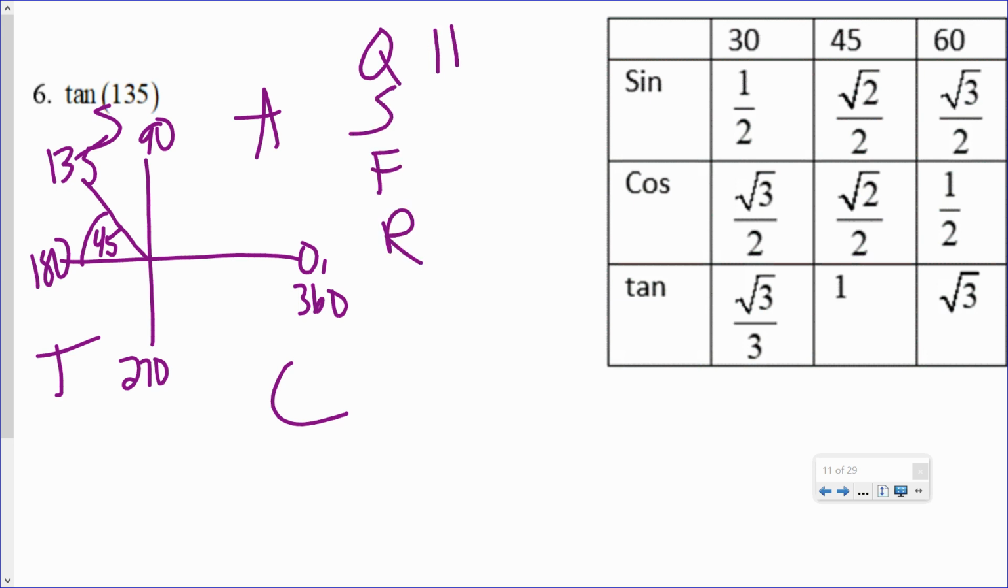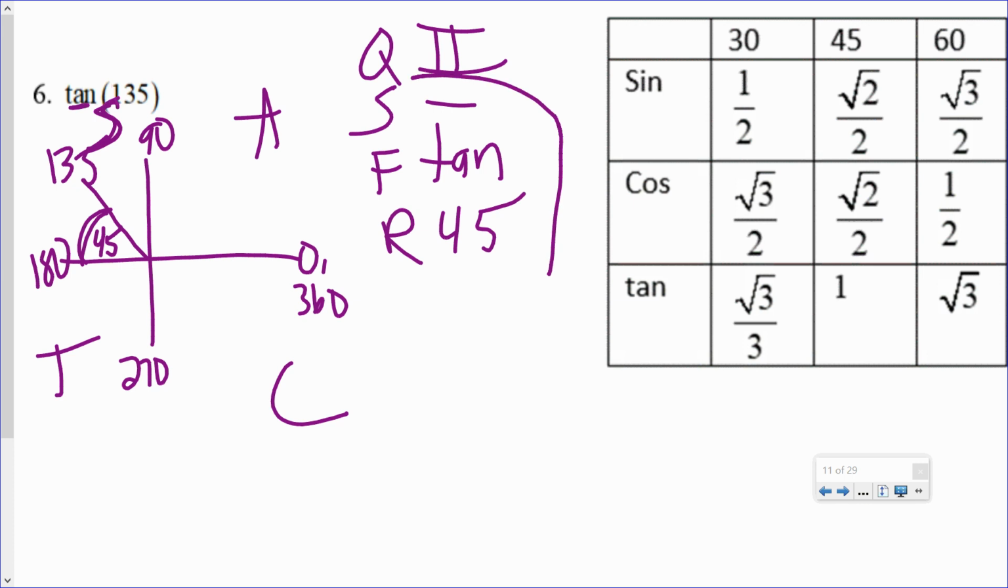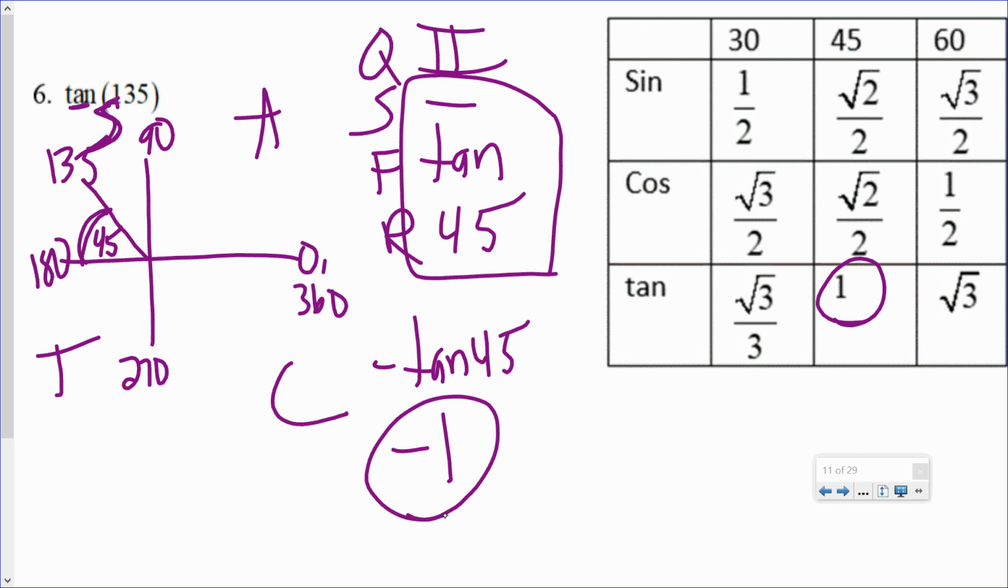QSFR. Quadrant 2. In quadrant 2, tangent is negative because in quadrant 2 only sine is positive. The trig function again is tan. The reference angle is 45. So it's negative tan of 45. Tan of 45 is 1. So your answer is negative 1.